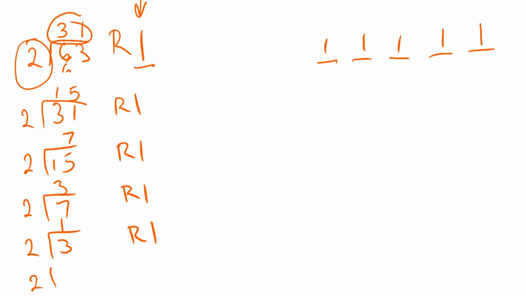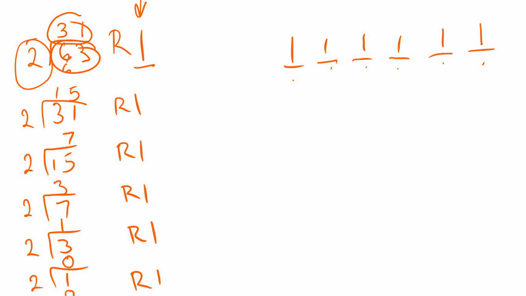So 2 goes into 1. Well, 2 doesn't go into 1, so I'm going to put a 0. 0 times 2 is 0. You subtract out, and you again have a remainder of 1. So I have a 1 right there. So a 31, or sorry, not 31, a 63 is equivalent to 1, 1, 1, 1, 1, 1.